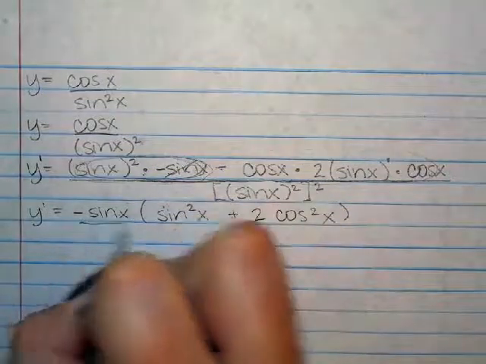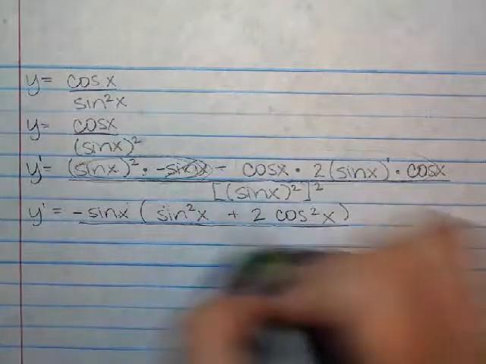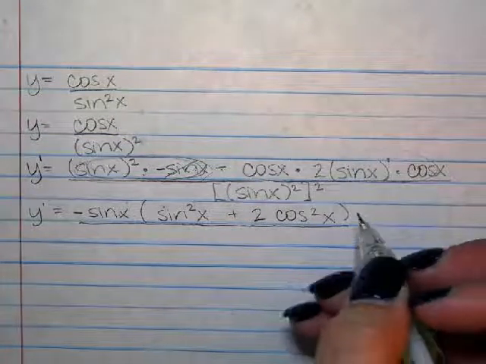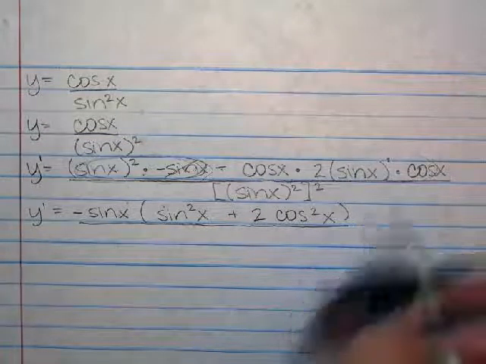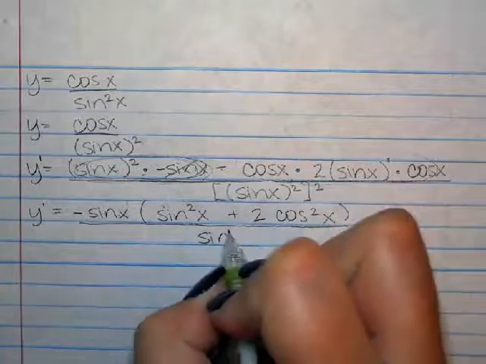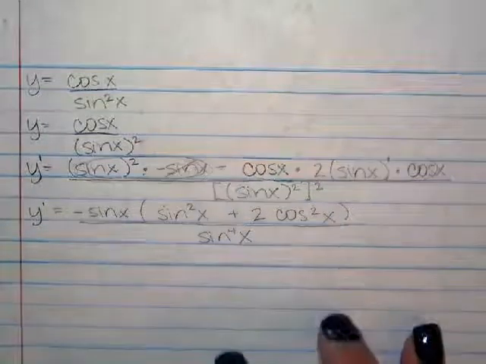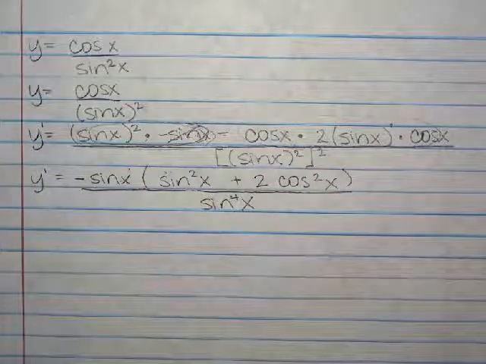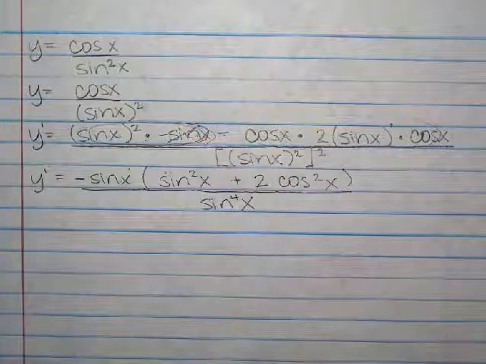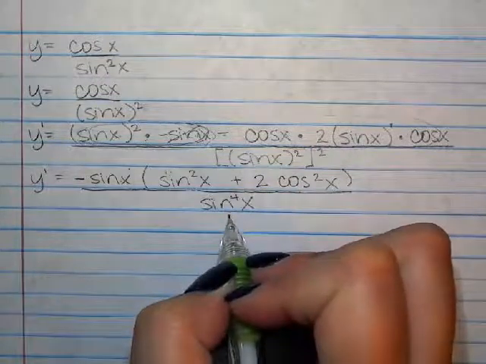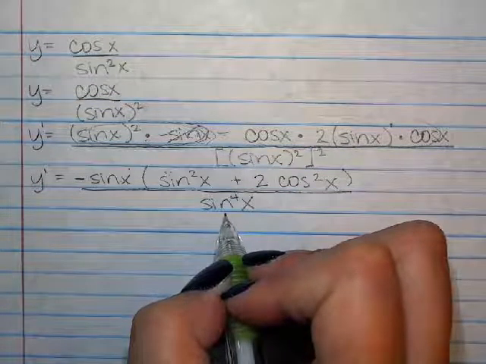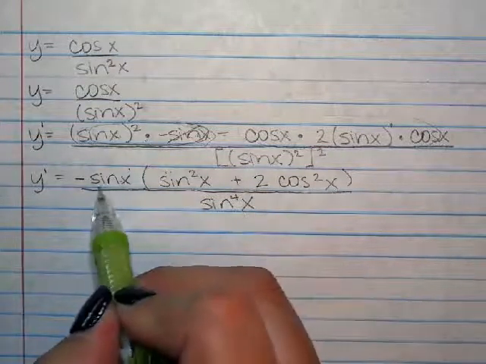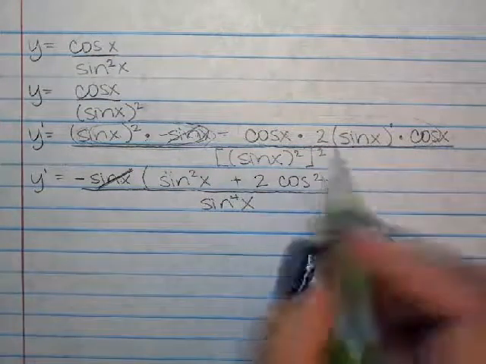And then on the bottom, I have sine squared squared, which is sine to the what? 4th. So at this point, we can cancel one sine with one of these sines. So that's going to leave it to the third.